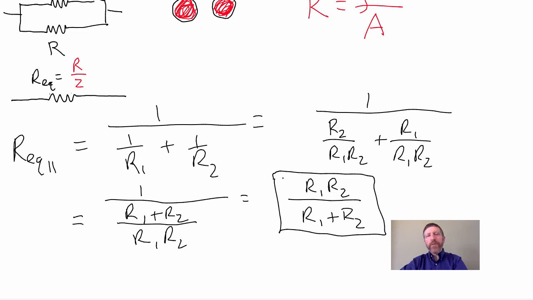So notice for two resistors in parallel, it only works for two, it's way more complicated with three, but for two resistors in parallel, all you've got to do is find the product of the two and divide it by the sum of the two, and that'll give you the equivalent resistance. So, a couple of shortcuts that'll help you, especially on multiple choice questions on the AP exam.